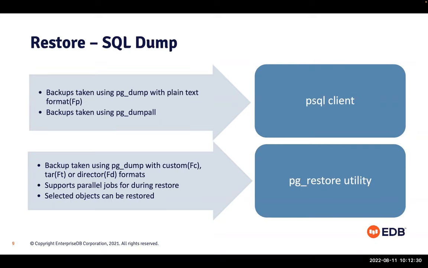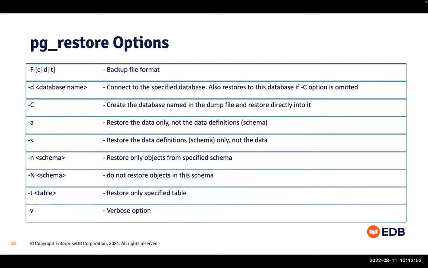Then for the other formats, like compressed backup, tar formats or FD formats, while restoring backups of these formats, we have the pg_restore utility that will help you to restore your backups, which are taken by the -Ft, -Fd, -Fc formats. So these are the pg_restore options available. For the backup file format you have to specify, -d is to connect to the specified database and restore into this database. That means you have to specify the database while restoring, so that it will connect to one of the databases and do the restore.